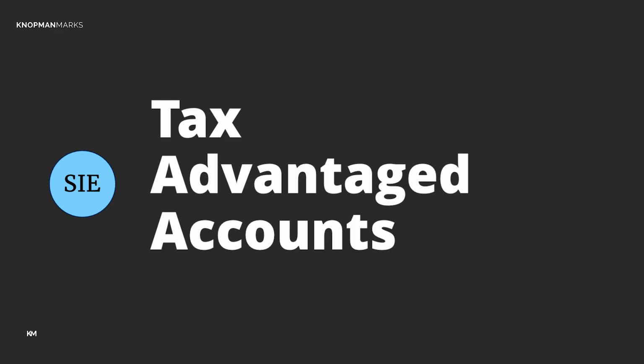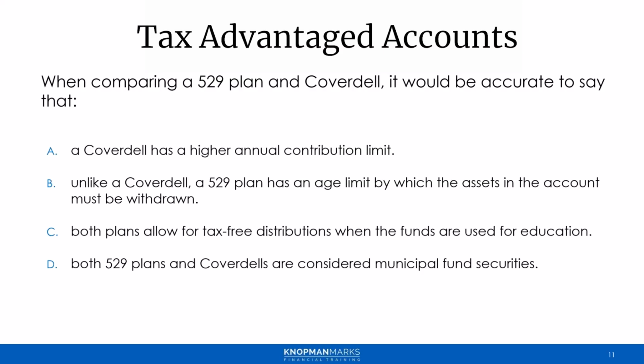When comparing a 529 plan and a Coverdell, it would be accurate to say that A, a Coverdell has a higher annual contribution limit. Is that accurate? No. The 529 has a much higher contribution limit than the Coverdell. The Coverdell's contribution limit of $2,000 per student per year is quite low.